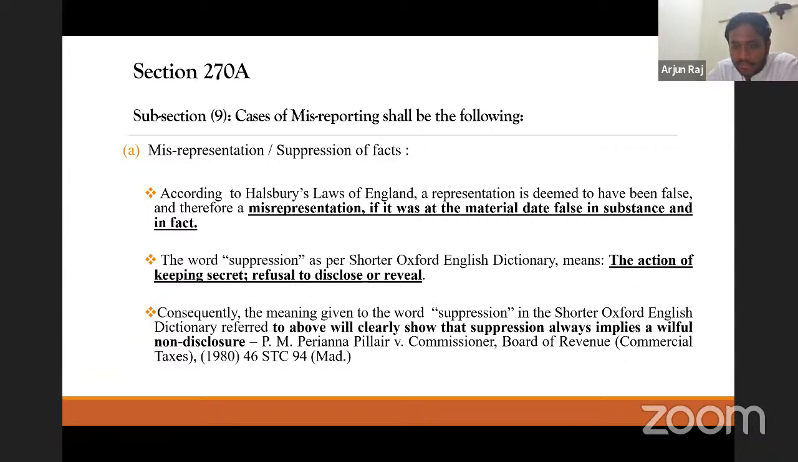There is also one decision where they have discussed suppression to state that suppression always implies a willful non-disclosure. So here again, there should be a willful attempt by the assessee to not disclose or not reveal the actual fact. In such an event, if the AO is able to establish a misrepresentation of fact or a suppression of fact, then the AO can ensure that the penalty is initiated under 270A subsection 9 and ensure that there is no exception benefit or immunity benefit given to the assessee.